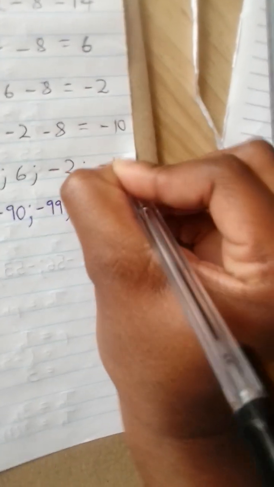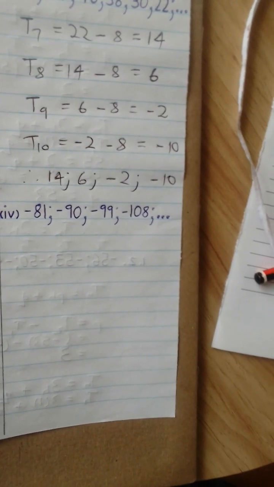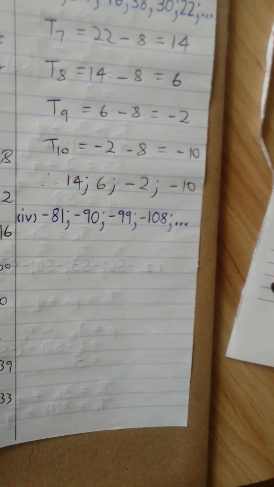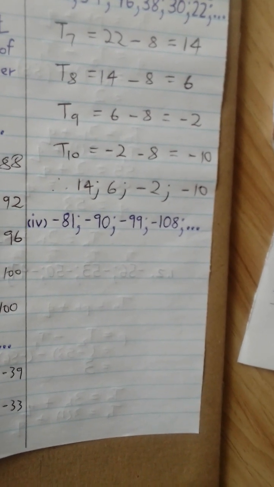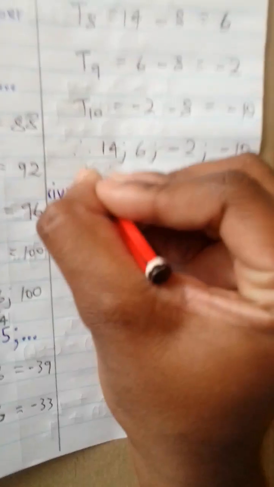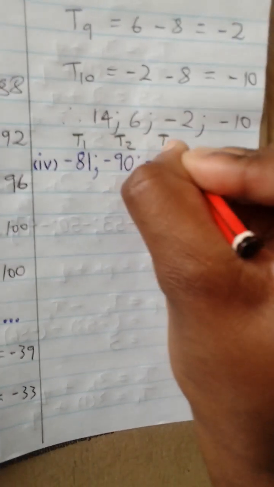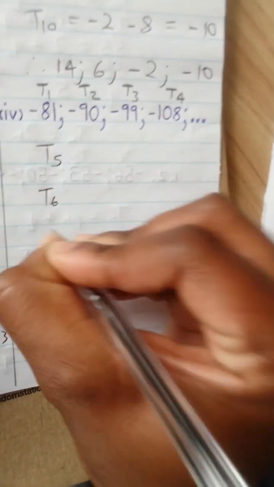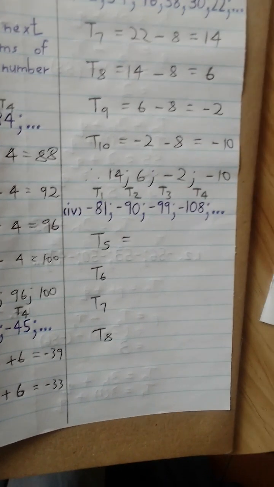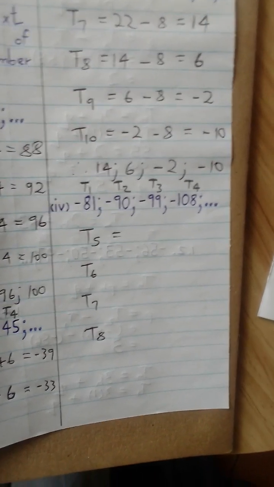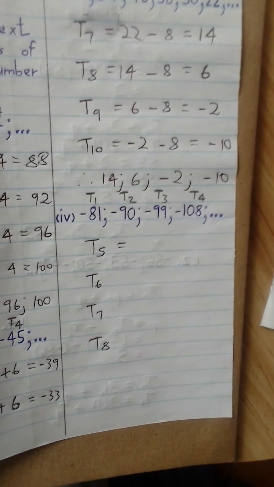So you can leave them like this, or you can say them as a list. Roman numeral 4: you have negative 81, then negative 90, then negative 99, then negative 108. So you first label them T1, T2, T3, T4. So the next four terms are T5, T6, T7, T8. So calculate P. P is T2, which is negative 90, minus T1, which is negative 81. So we're subtracting 9.